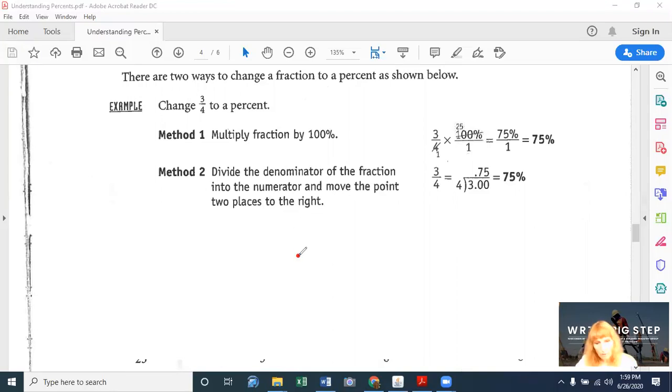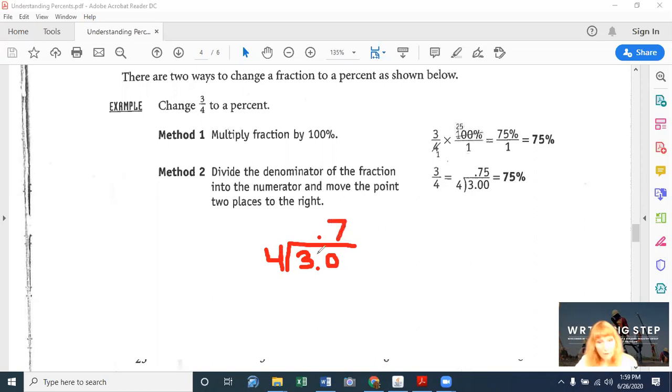So the 3 will go on the inside, and the 4 will go on the outside. 3/4, top number's 3, goes on the inside. You can't take 4 into 3, so add a decimal and a 0. Don't forget to add the decimal at the top. How many 4s go into 30? 7.